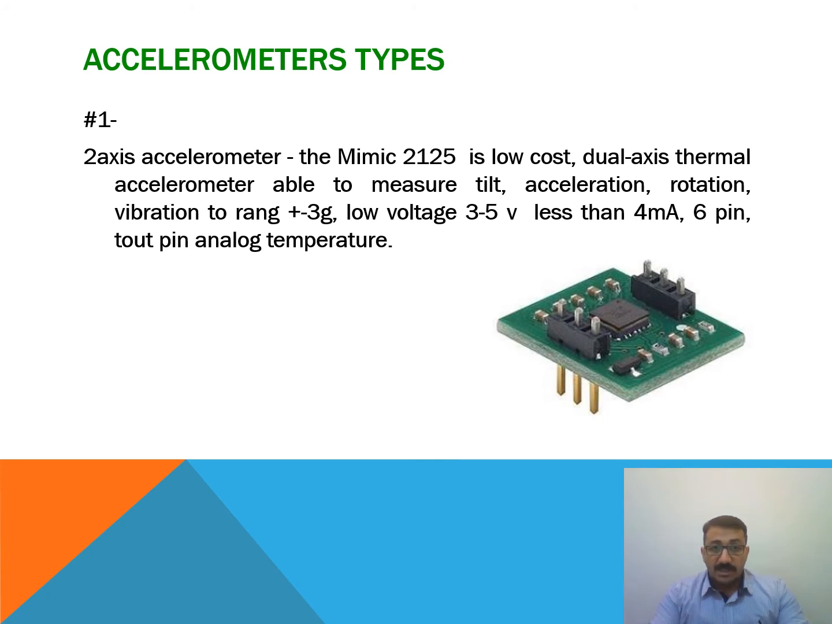The vibration range is about plus minus 3G. This accelerometer just needs low voltage, 3 to 5 volts, and less than 4 milliamperes. It contains 6 pins, 12 pin analog temperature.